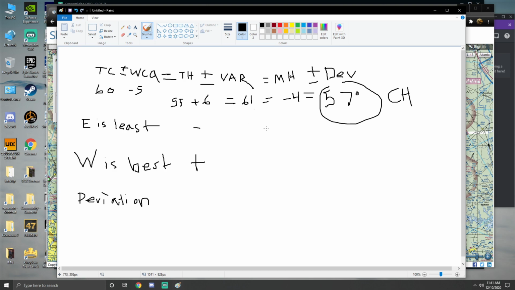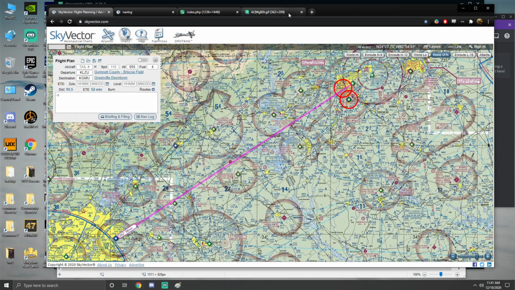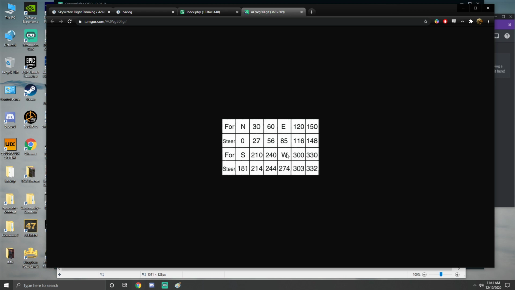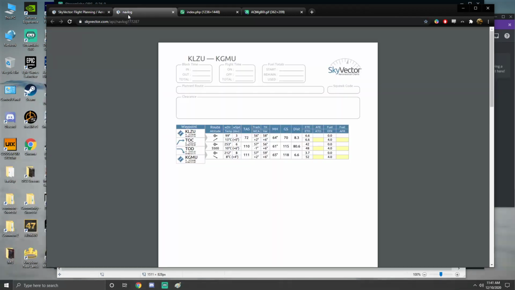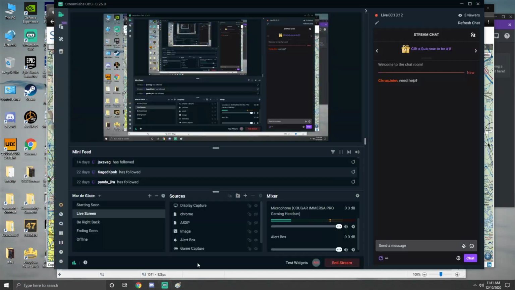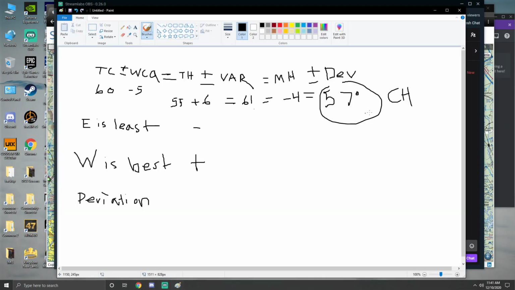And then, of course, we've got the deviation, which is changes in the magnetic field caused by the airplane. And again, we would figure out that by looking at our compass card placarded for the individual airplane, which for us was this. So 060, we're going to steer -4, 56 degrees. And all of those changes in combination is going to give you your compass heading.